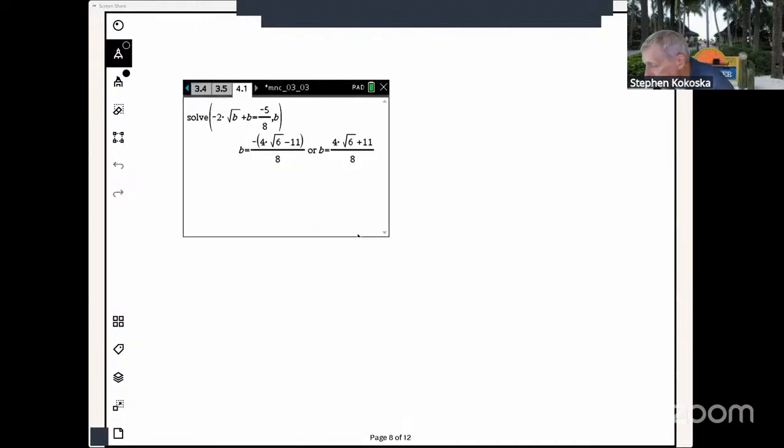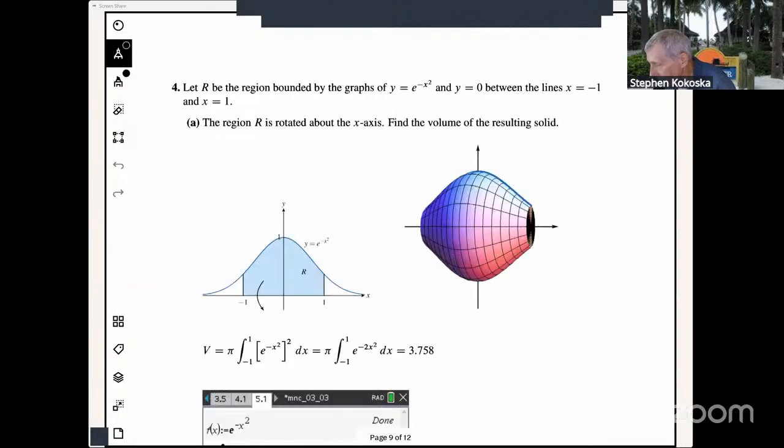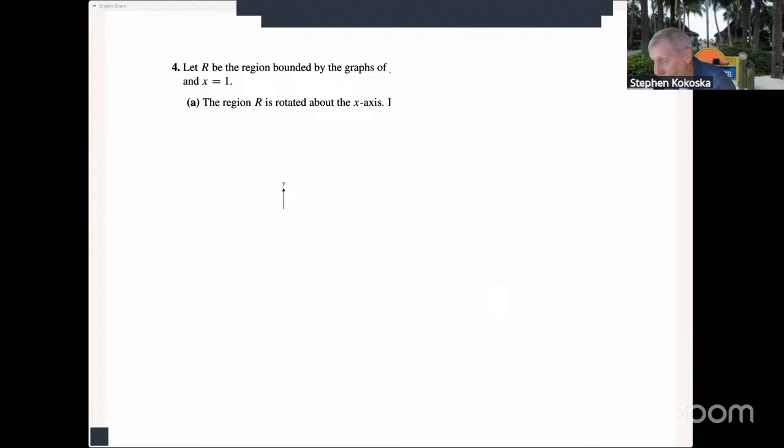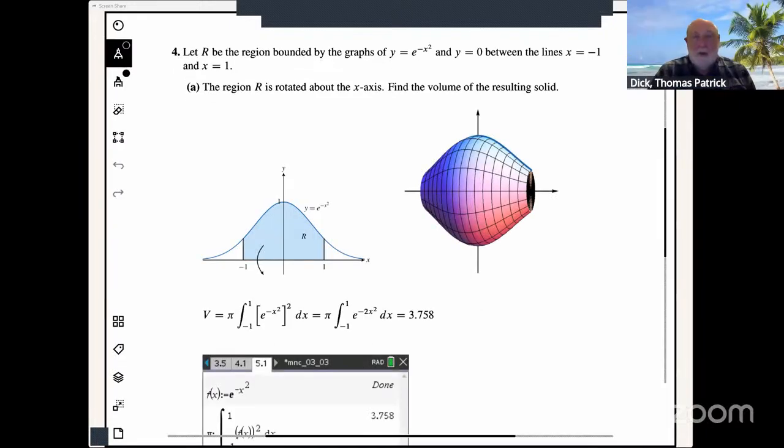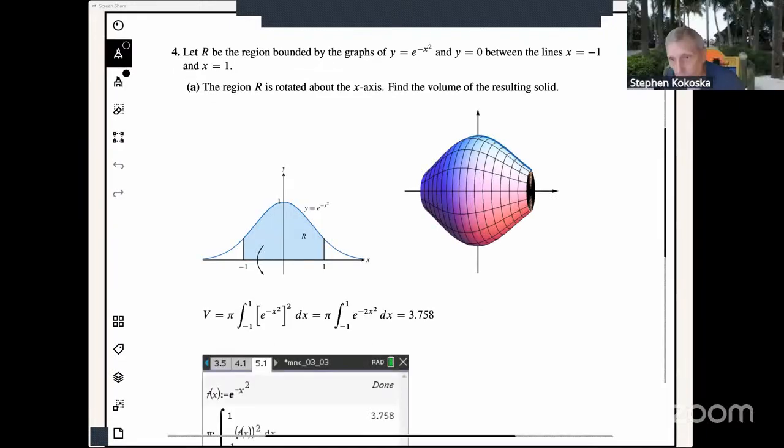Okay, I think I was able to use my TI-Nspire a little bit to check my answers here. There they are symbolically. And let's take a look at number 4. Is that all right, Tom? Sure. Okay, take a look at 4. How are we doing for time? Okay.